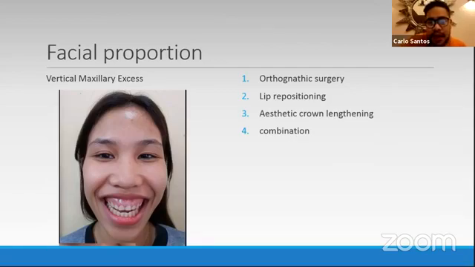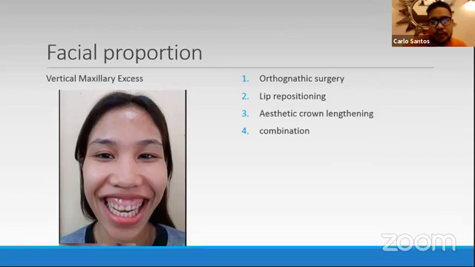Again, another treatment is aesthetic crown lengthening. Well, I think it's not enough, or a combination. So for vertical maxillary excess, again, this deals with the facial proportion.